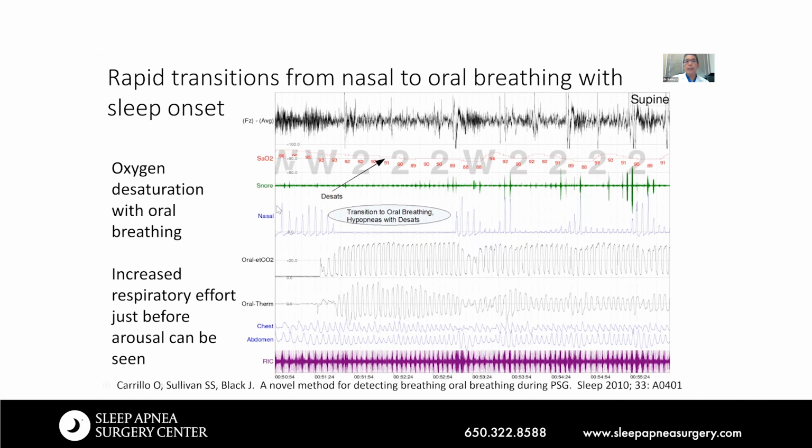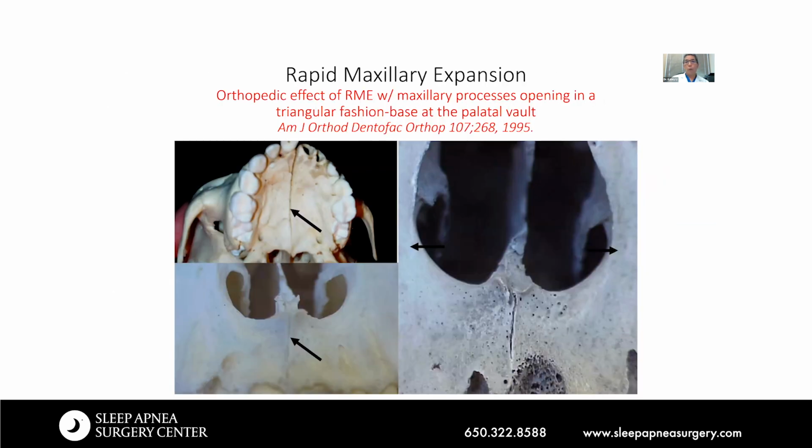You can see in this other PSG, nasal breathing. When it transitions to oral breathing, it's not an efficient way to breathe. Therefore, you can see that there's oxygen desaturation. This happens over and over again. Okay. Now, what are we doing with nasal maxillary expansion?